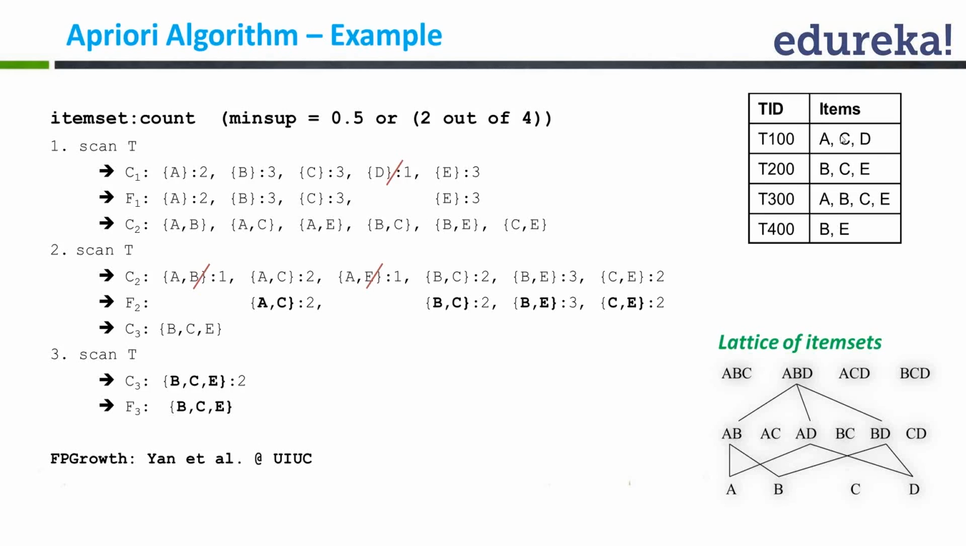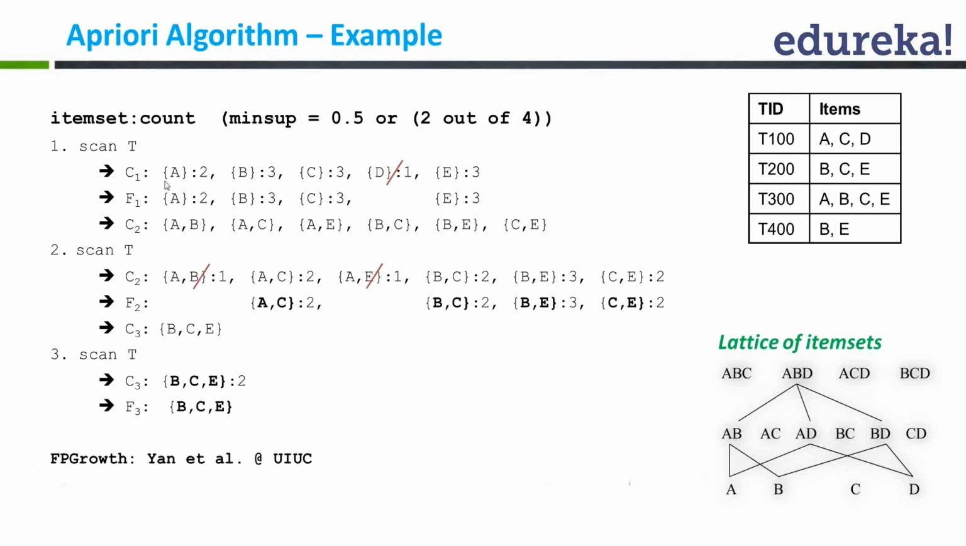Okay. So for A, there are 2 transactions. For B, there are 3 transactions. For C, there are 3 transactions, and so on. And I'm interested in minimum support of 0.5. That means I need to have at least 2 out of 4, right? Since I have 4 transactions, my 0.5 times 4 would be 2.